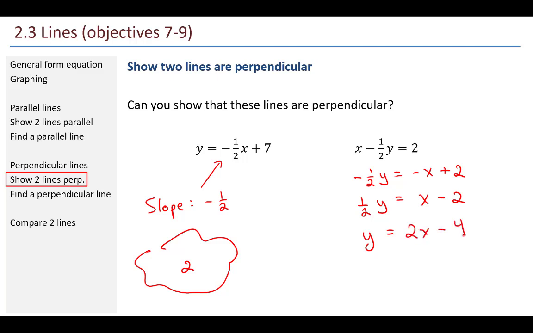I know I'm going pretty fast through these steps, so for your own personal work, take the time that you need in order to make sure that the equations work out. Alright, now I have solved for y, and I can see that the coefficient on x is 2, so look at that, the slope of this line is 2. Yep, the slope of the first one was -1/2, the slope of the second one was 2, so yes, indeed, these two lines are perpendicular.